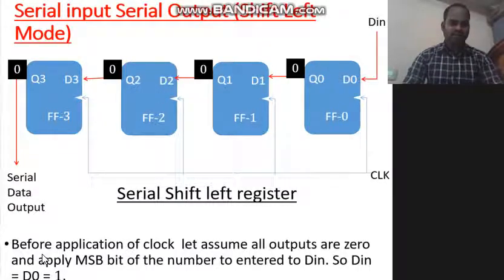Before applying the clock pulse, let us assume all outputs are 0, so Q0 output 0, Q1 output 0, Q2 output 0, Q3 output 0, and we apply the MSB bit of the number to D in. So D in is equal to 1. At the first time, we are entering the D in value as 0. Next slide, I will explain the operation of this shift register.